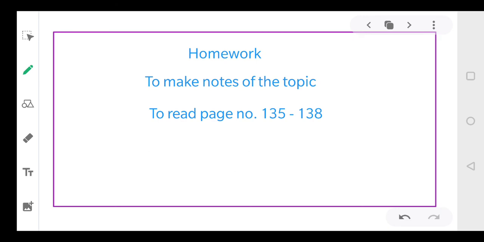Now dear students, your homework for today is that you will be making notes of this topic. You will read the page numbers 135 to 138, especially focusing on the words which are highlighted with black. If there is any doubt, anything that you want to understand, or any query that you need to ask me, you can send your queries personally to me.